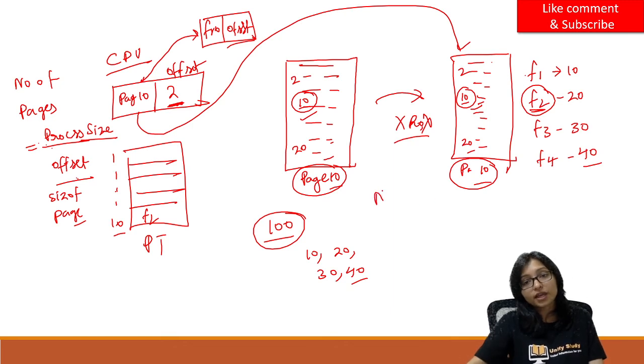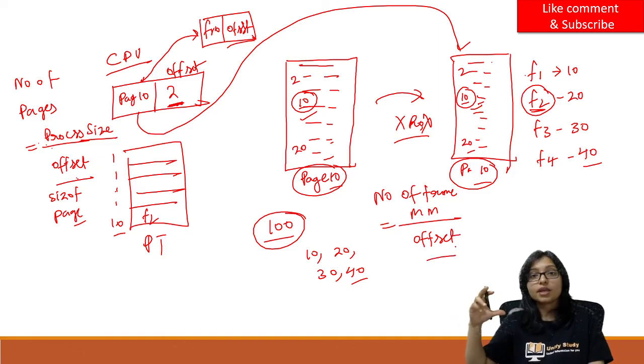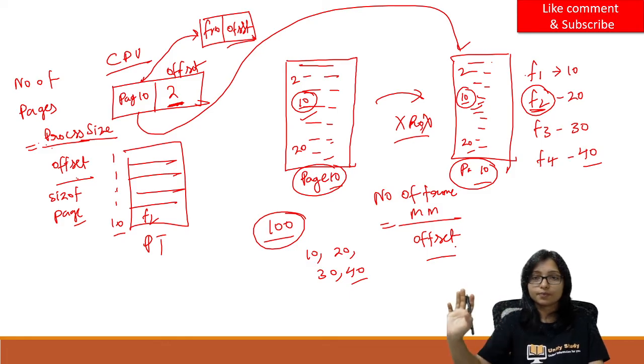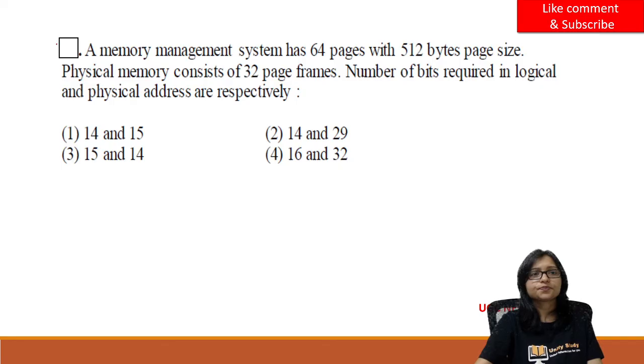And the number of frames, how to calculate? That is the main memory size divided by offset. The total size of the main memory divided by offset, that is the number of frames. I hope it is clear. Now you can solve the question.